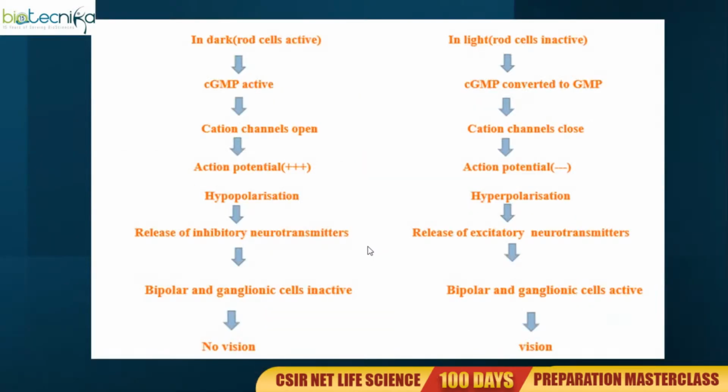Otherwise, if you want to note it down or do it on your own, you can make it in the form of a flow chart, right? So this is one example of that. This is an example of a GPCR pathway, that is the rhodopsin pathway. You can create flow charts in this way.